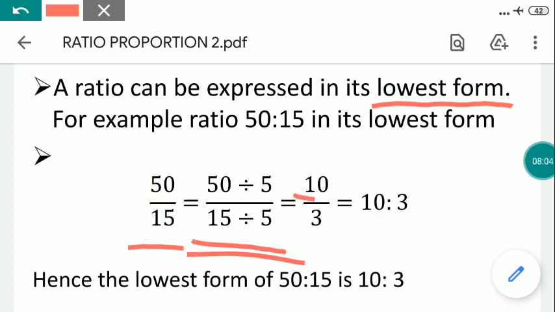50 divided by 5, that is 10. And 15 divided by 5, that is 3. So you get 10/3. This is the lowest form of this fraction. In terms of ratio, it is written as 10:3. Hence, the lowest form of 50:15 is 10:3. Yes, in this way, to find out the lowest form of a ratio, divide numerator and denominator by the highest common factor in the same way as we did in fractions.